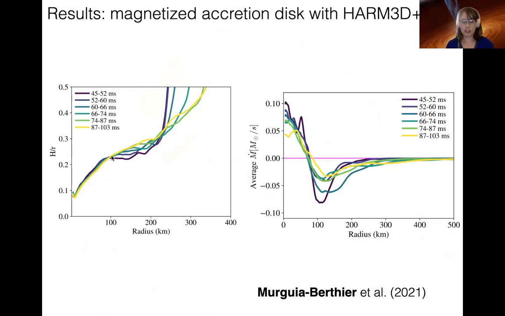Now, additionally, what we also did was calculate the thickness and the mass accretion rate, and this is what I'm showing right here. This is averaged in different times. So yellow is the latest thickness and the latest mass accretion rate.